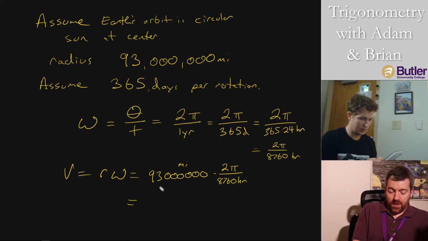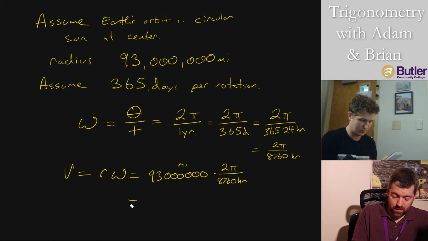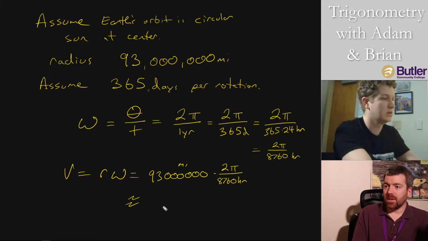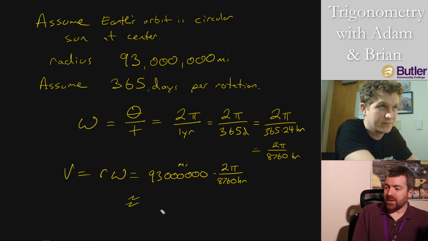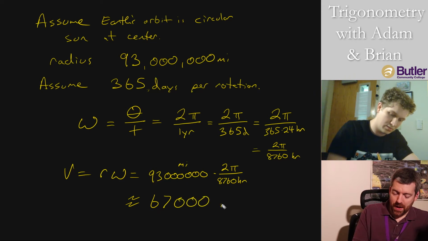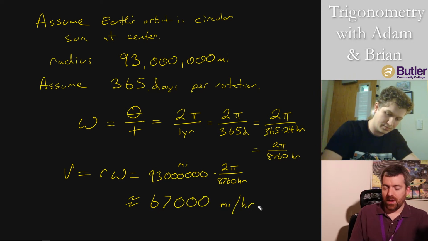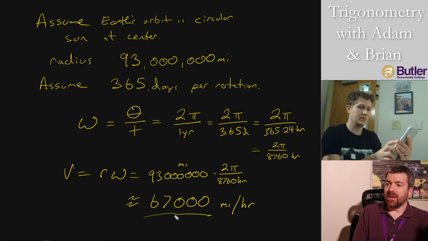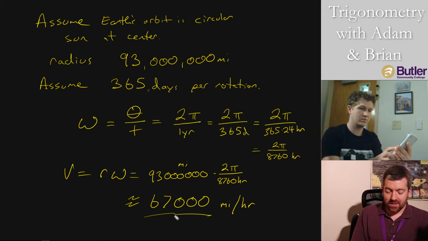Okay, so I can put in 93 million times 2 pi, and then divide by 8,760. And enter. And I get 66,705. Let's round it to 2 significant digits. So 67,000 miles per hour. Yeah, so your guess about 60,000 miles an hour is pretty good. Awesome. So 67,000 miles per hour.